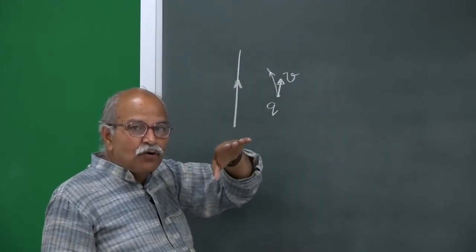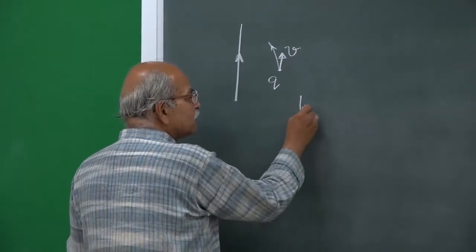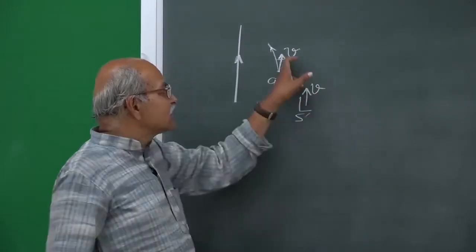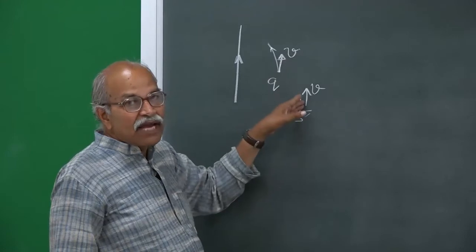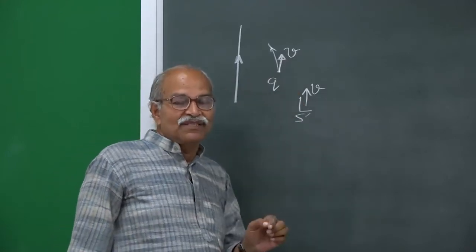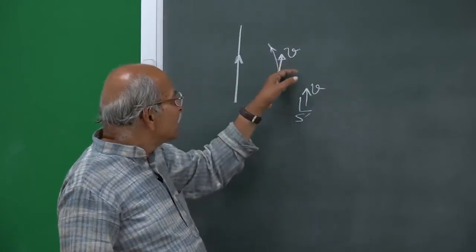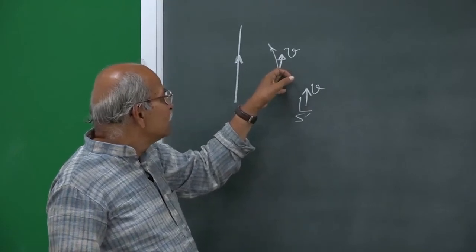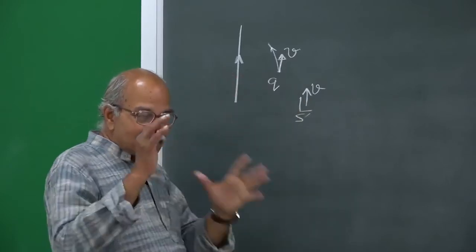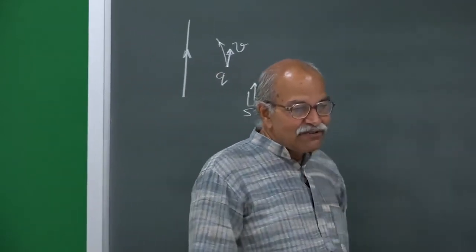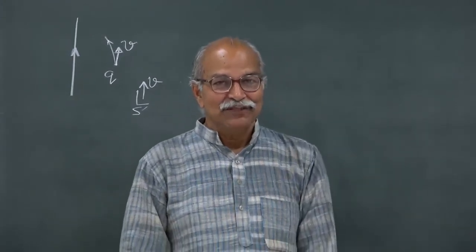But then if I go to another frame which is also moving in this direction with the same velocity v, in that frame this charge is at rest and the magnetic field does not exert any force on a charged particle at rest. And if there is no magnetic force, then it should just stay there. Why should it go towards this wire? That is a dilemma many students have when they do not know about relativity. So, these are the kind of questions which I want to address today.